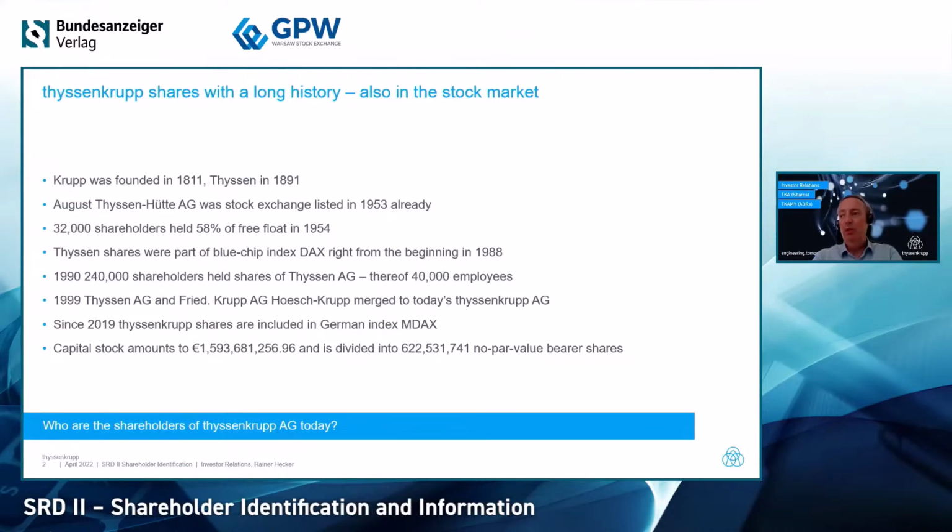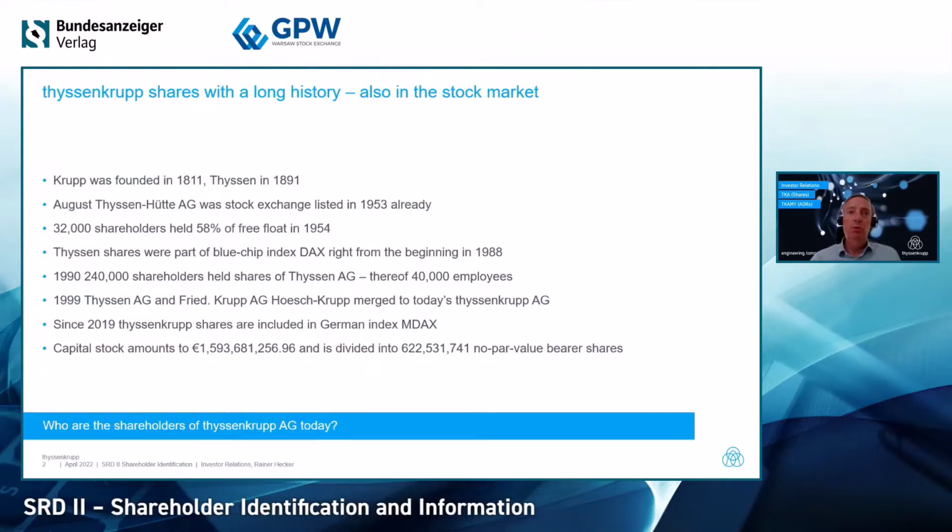Typically in Germany at that time you needed 5 shareholders at the beginning. Already 1 year later, the company had 32,000 shareholders. To get to know 5 shareholders is easy, but it's much more complicated to find out who the 32,000 shareholders are. That's one difficulty. The development went further. In the 90s, there were already 240,000 shareholders, 40,000 of them employees. And in 1999, the two companies merged.